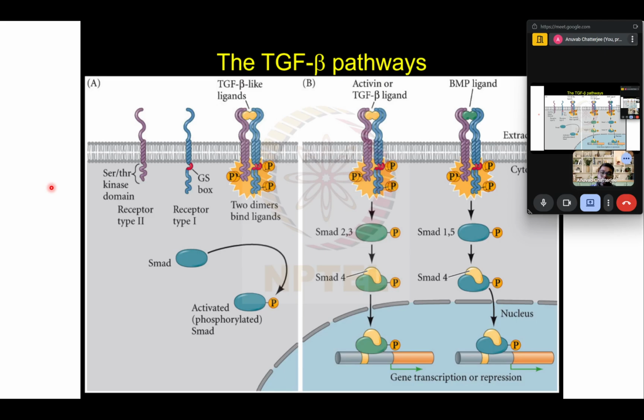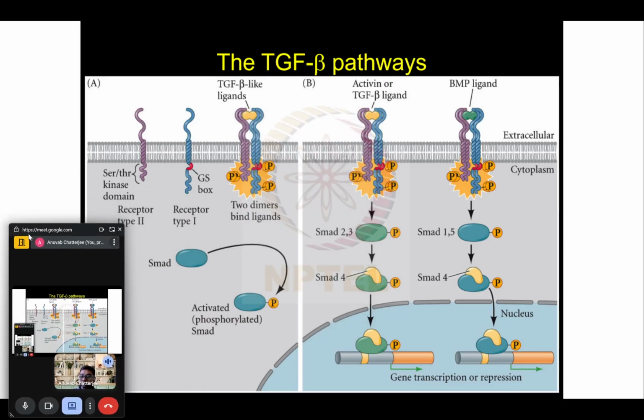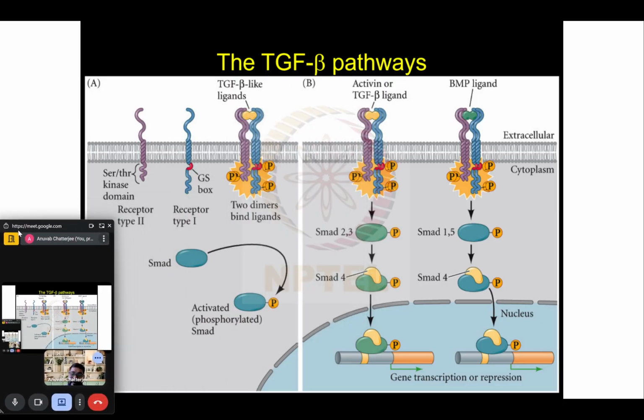Okay, so let us look at the TGF-beta pathway. TGF-beta is part of a huge superfamily of ligands, and a lot of ligands are present which activate similar pathways. So we are going to deal with the major two, which is the TGF-beta and activin, or the BMP ligand pathway. So how does it occur? TGF-beta pathway receptors are serine threonine kinase domain receptors, and there are two: receptor type 2 and receptor type 1.